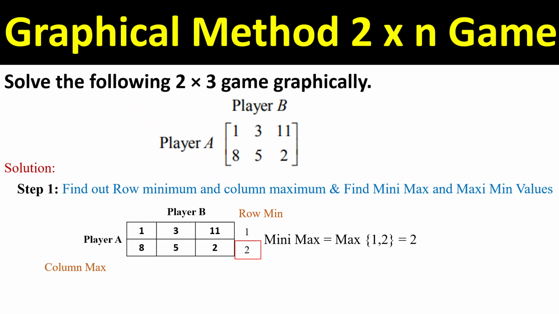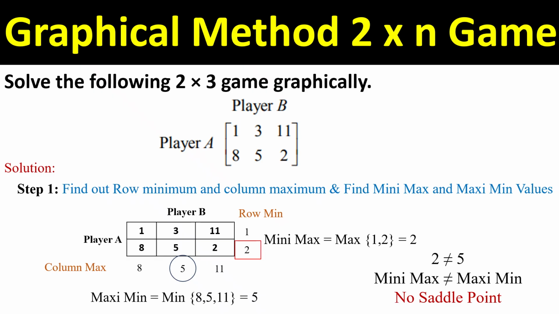Next we have to determine the column maximum. So we have to determine the maximum value column-wise. The first column maximum value is 8, and in the second column the maximum value is 5. In the third column the maximum value is 11. Next we have to determine the minimax value, that is the minimum value among the maximum values 8, 5, 11. So the minimum value among the maximum values is 5. So the minimax value is 5.